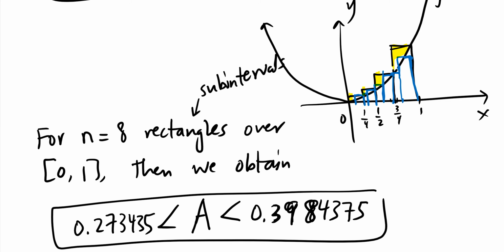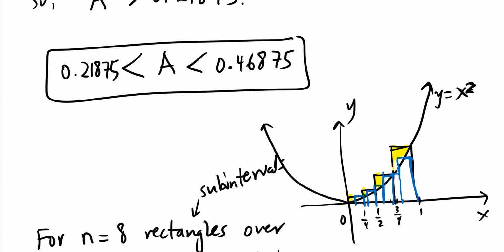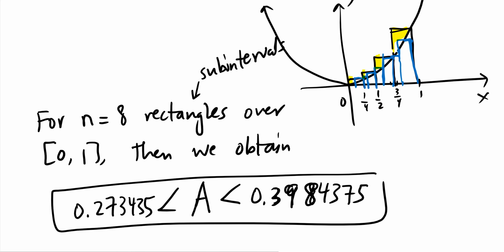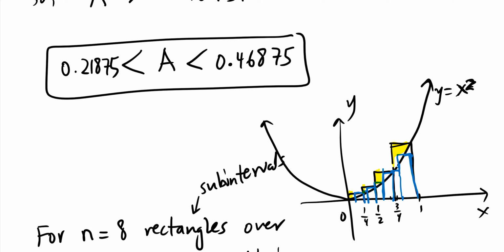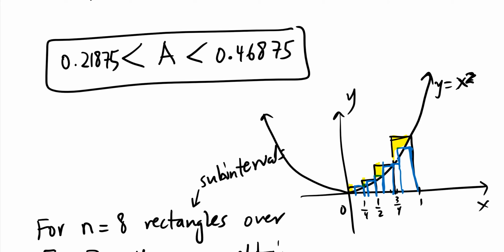Now look at this one and the previous result. This was between 0.21 and 0.46 if you look at the first 2 digits only. 21 and 46. Here, between 27 and 39. So these numbers, 27 and 39, are closer to each other than the previous ones, 21 and 46. So what does that mean? It means I was able to increase the lower bound and decrease the upper bound. So I'm getting a bound on A that is getting smaller and smaller. And the smaller the better.